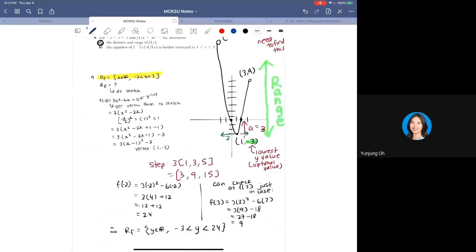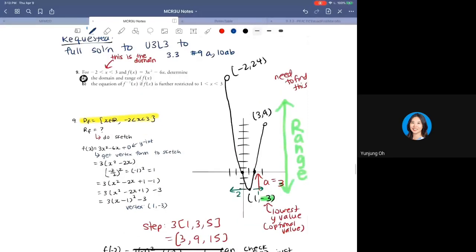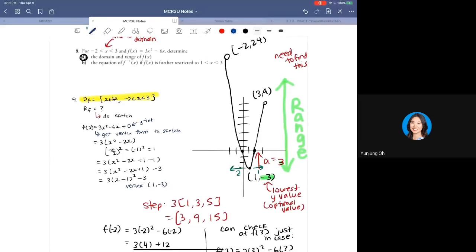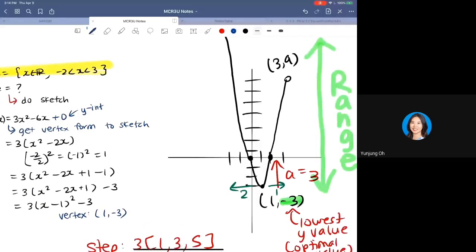Okay, so over here. So basically what I did was, because the a value is 3, I no longer have an a value of 1, but an a value of 3. And so instead of having 1, 3, 5 as my step pattern, I have 3, 9, 15. Okay, and so what I did was I drew the vertex, and then I went right 1, and then I went up 3 times according to my a value. Okay, that's like the first step. So I would go 3, 9, and 15.